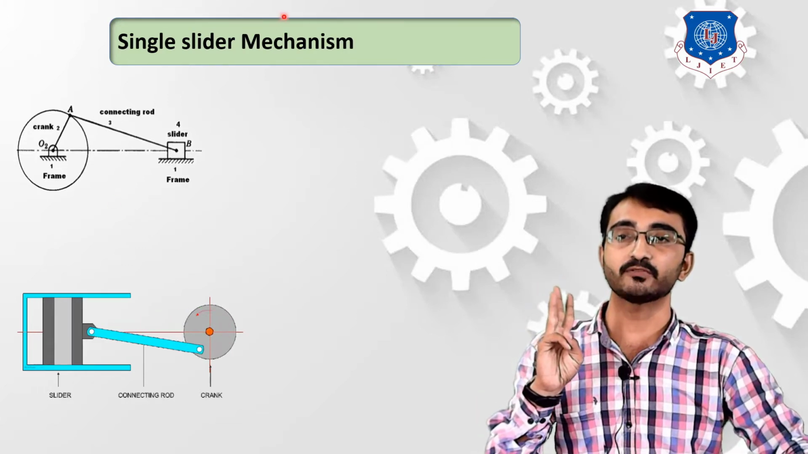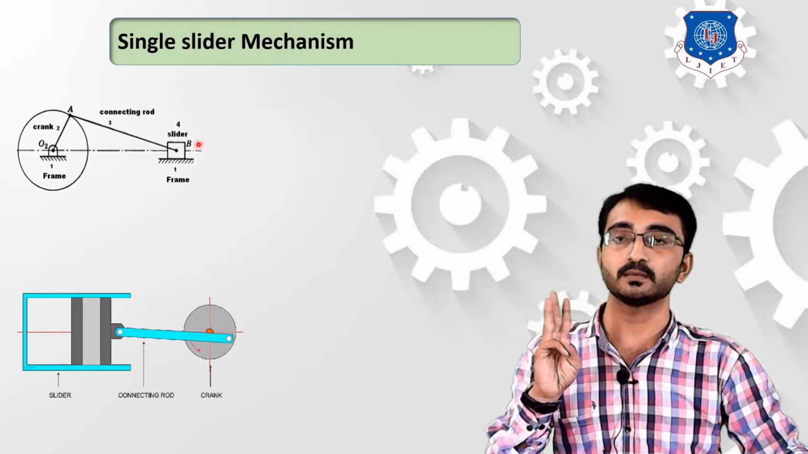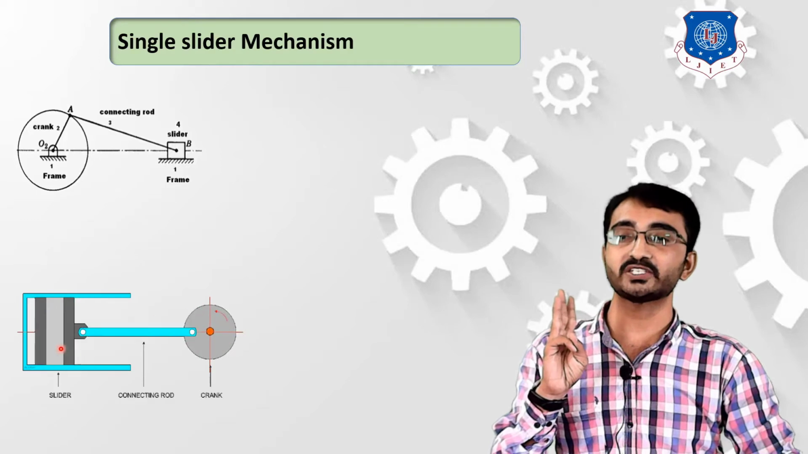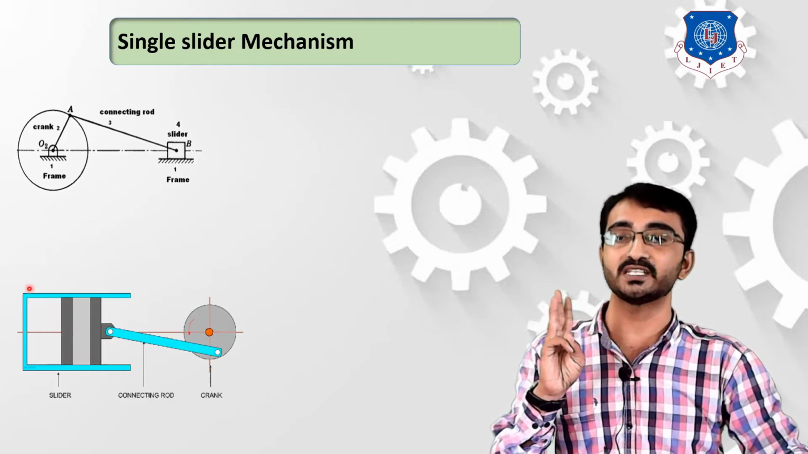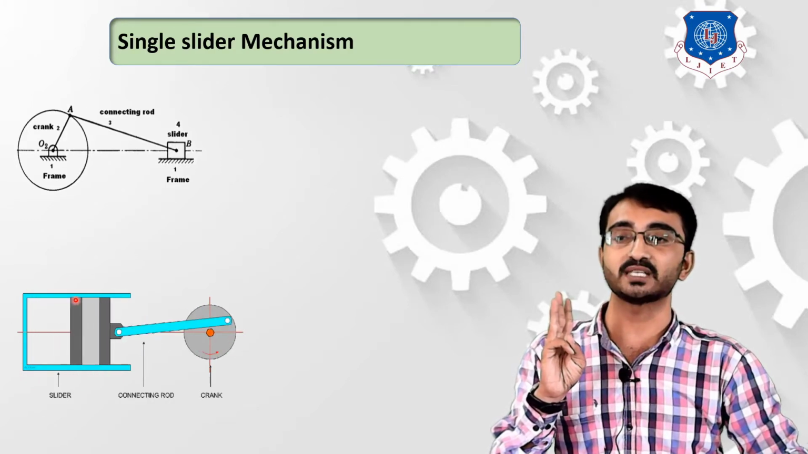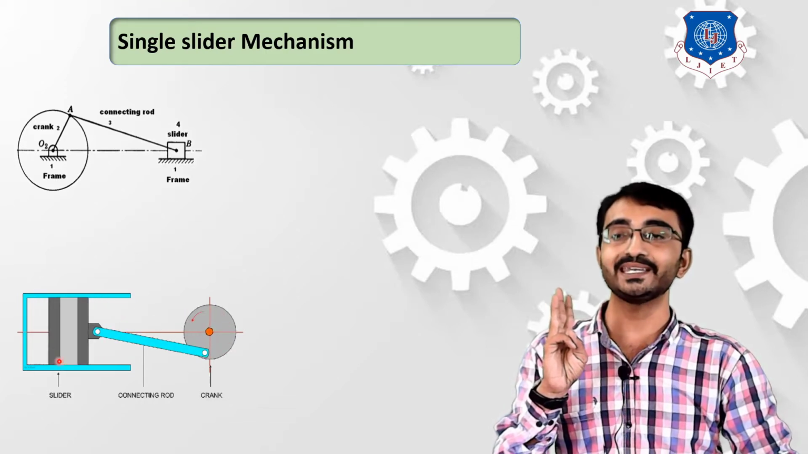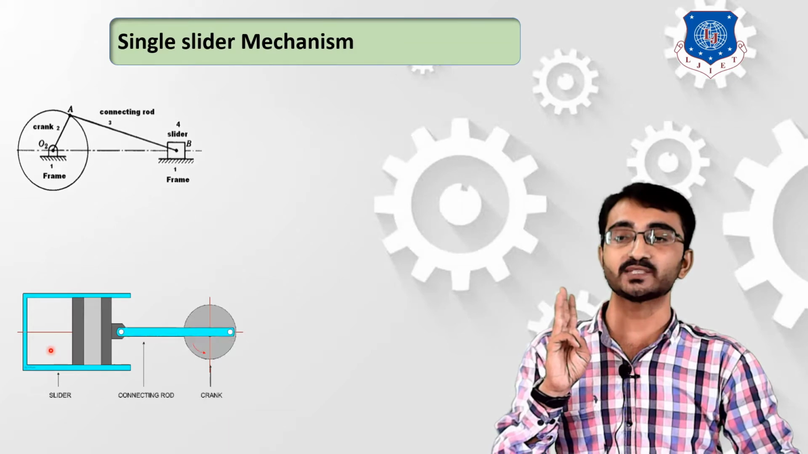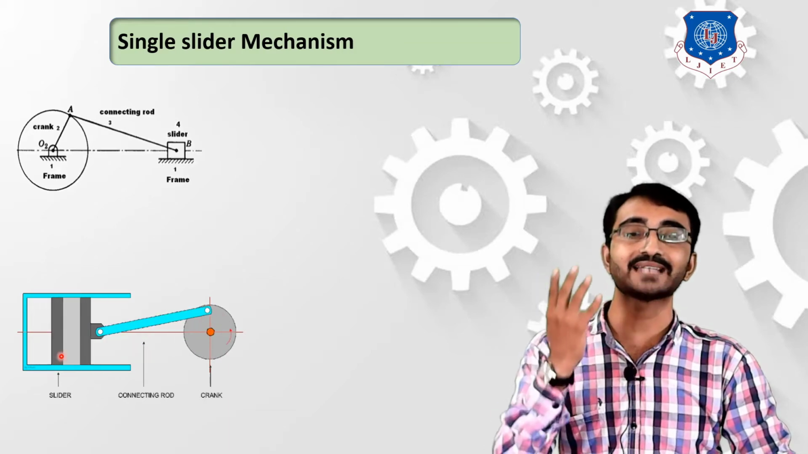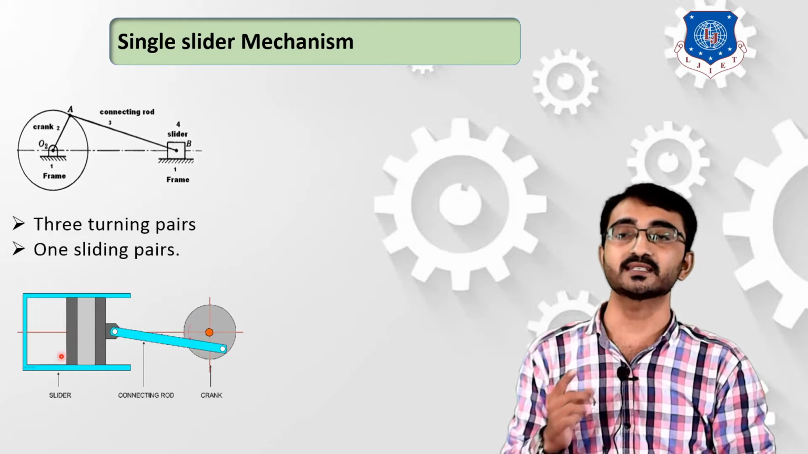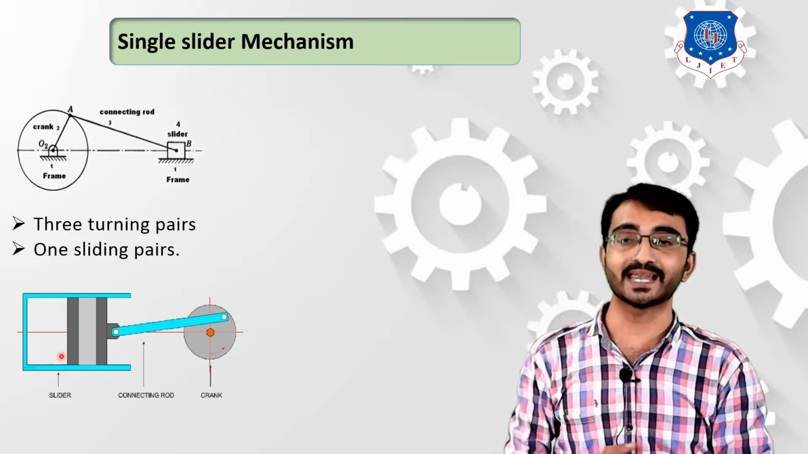And now link number 4, the slider, which in this diagram is the piston. This piston is reciprocating inside this fixed body, which is known as a cylinder. Here they form one pair which is sliding in nature, so that is your fourth pair. That's why in this mechanism we can say that it has 3 turning pairs and 1 sliding pair.